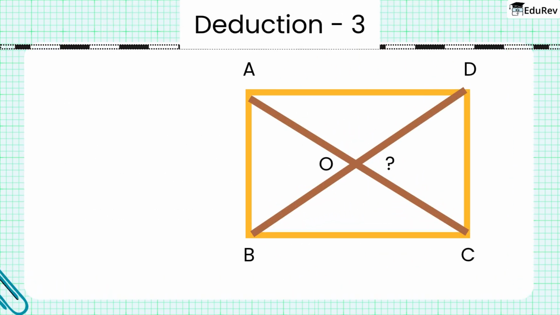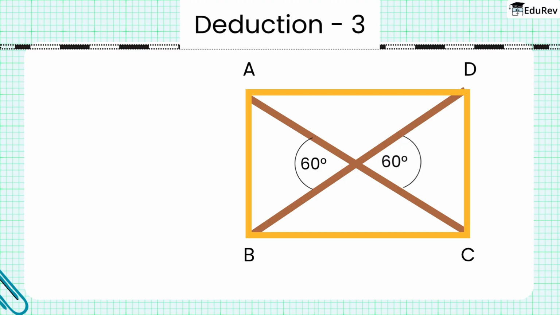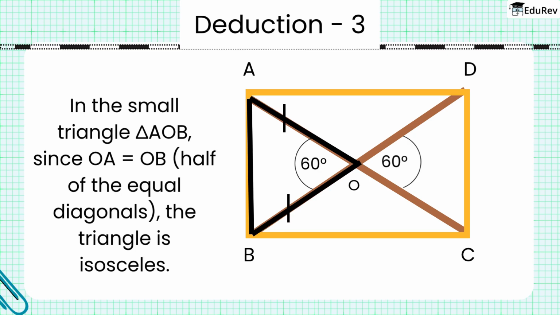Deduction 3. What about the angles between them? It seems like they should meet at 90 degrees, but do they have to? Let's experiment. Imagine two equal diagonals that bisect each other, but meet at 60 degrees. Let's figure out the angles of the shape this creates. In the small triangle AOB, since OA is equal to OB, half of the equal diagonals, the triangle is isosceles.